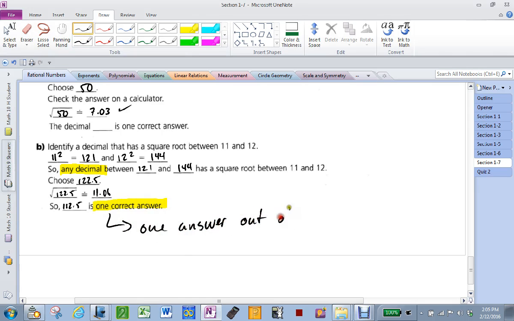One answer out of how many? How many possible answers are there? More than a Google. Infinite. Infinite answers. But a Google, the reason Google is named Google is because it's named after a googol, which is a one with 100 zeros after it. It's a colossally large number.